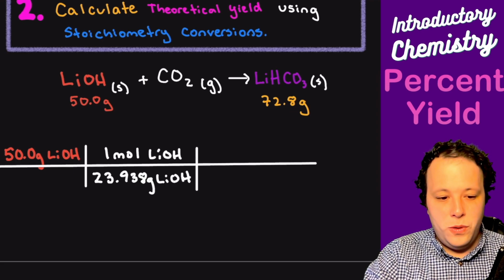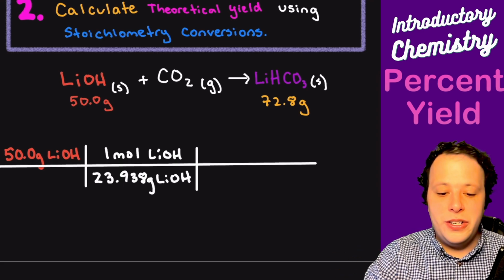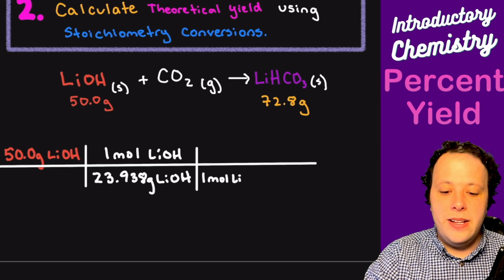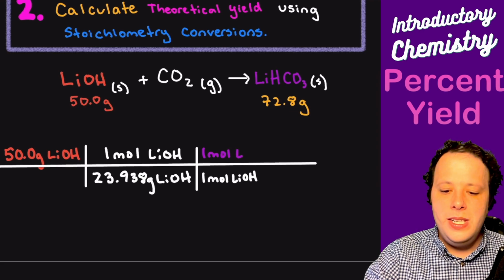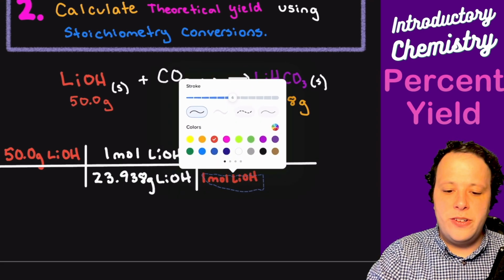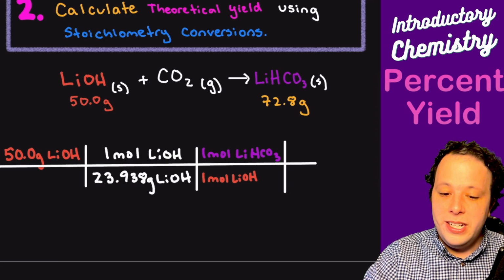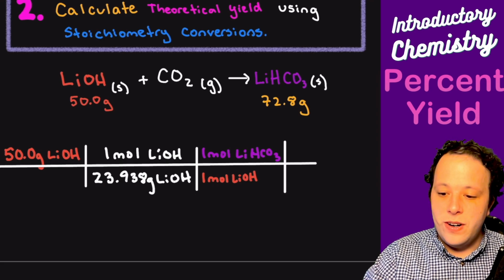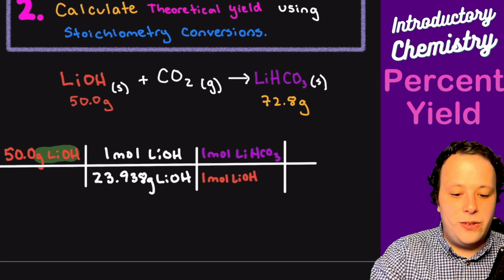Now from there, we're going to use our chemical equation, which we can see is a 1-to-1 ratio. So 1 mole of LiOH is equivalent to 1 mole of LiHCO3. All right, so that's a 1-to-1 ratio. And let's change the color of lithium hydroxide to match the formula too. Now from there, we're going to use the molar mass of lithium hydroxide to cancel out the last part. But before we do that, let's just show our units are all canceling. So grams cancel grams.